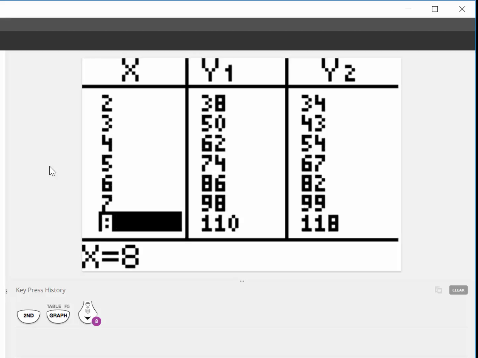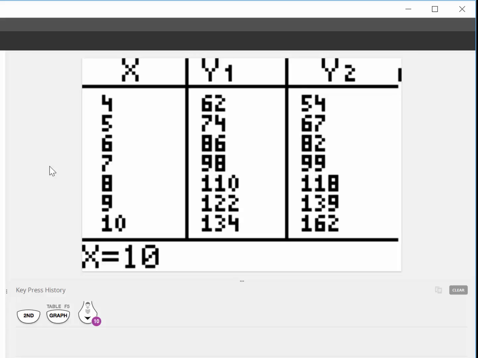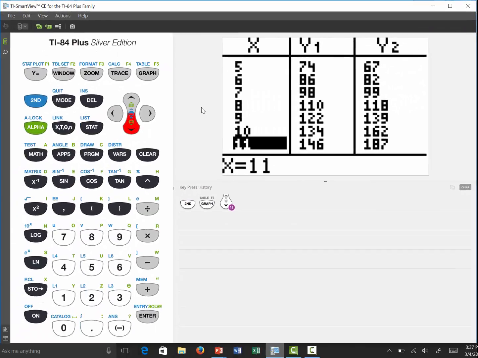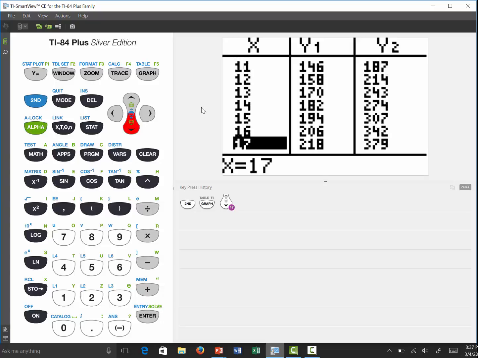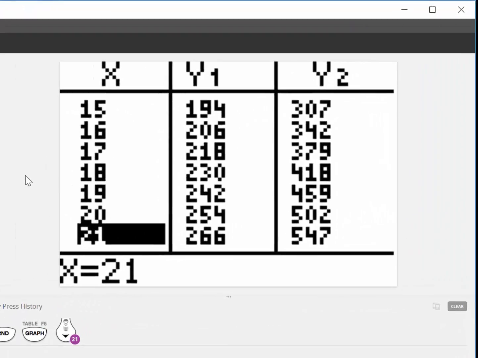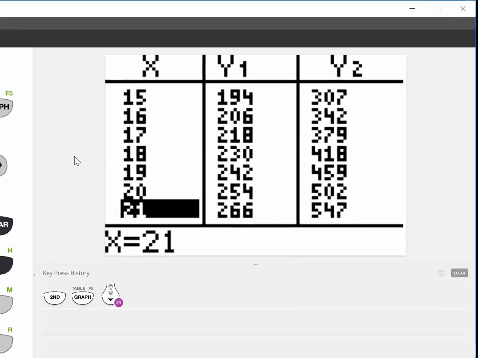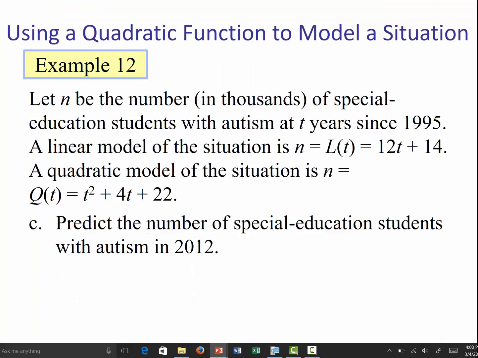After 2006, Y2 is larger than Y1. So to answer the question, we would say for the year 2000 and 2001, the linear model is estimating a larger number. After that, the quadratic up to 2016 is estimating the larger number. Part C. Predict the number of special education students with autism in 2012.